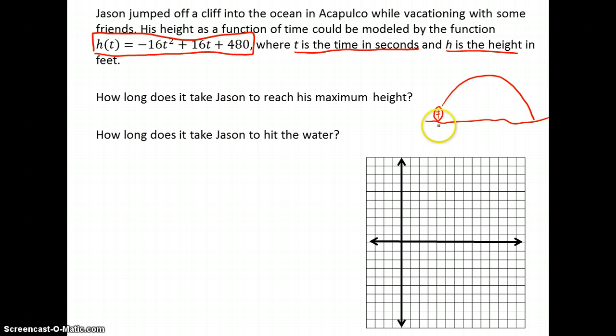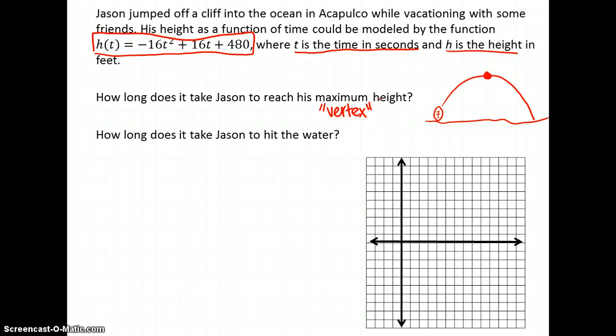But if you think about how long it takes Jason to reach his maximum height, let's pretend this parabola shape here on the right side is actually Jason's trajectory. His maximum height is a quantity we've already looked at. When we're talking about his maximum height, we're really talking about the vertex. So we really want to know, where's the vertex in Jason's trajectory here?